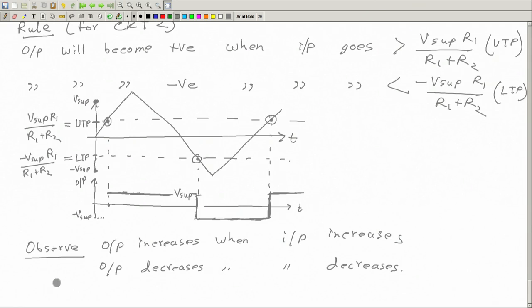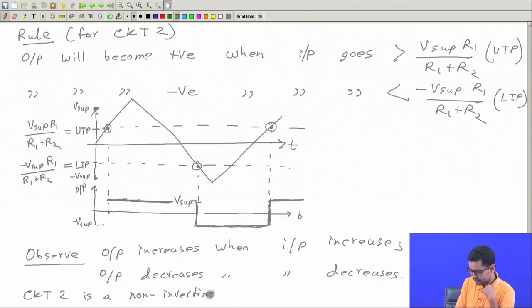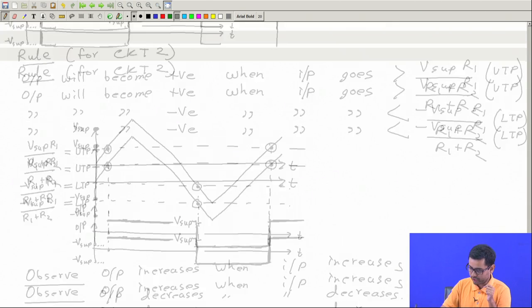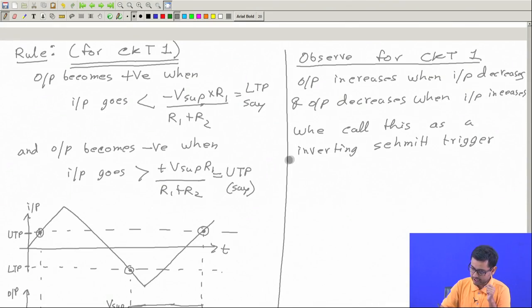So we call this circuit a non-inverting type Schmitt trigger. So, circuit 2 is a non-inverting Schmitt trigger, because input and output change together, one increases so the other also increases. But the previous one, as I said before, was an inverting Schmitt trigger.